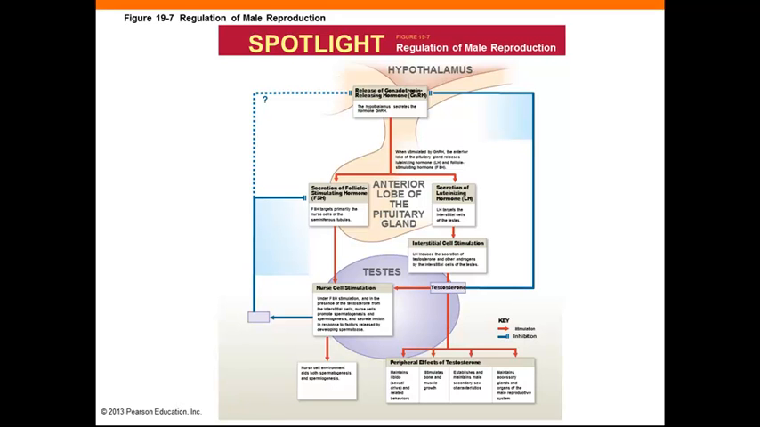Testosterone also plays a role in negative feedback to the hypothalamus to tell it to stop producing gonadotropin-releasing hormone. And the production of inhibin by the nurse cells provides the negative feedback that's needed to the anterior lobe of the pituitary gland to stop secreting follicle-stimulating hormone.